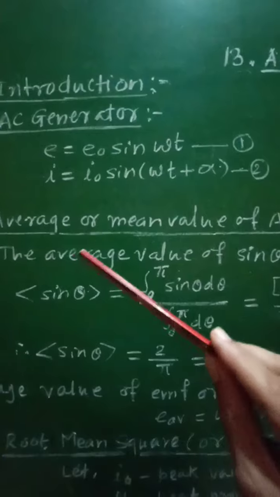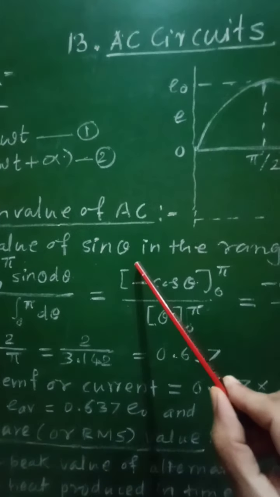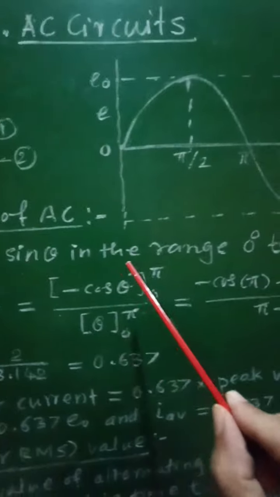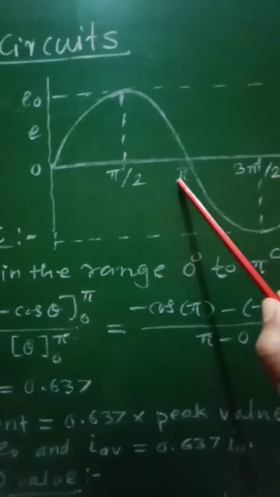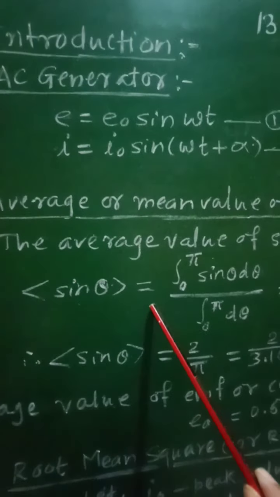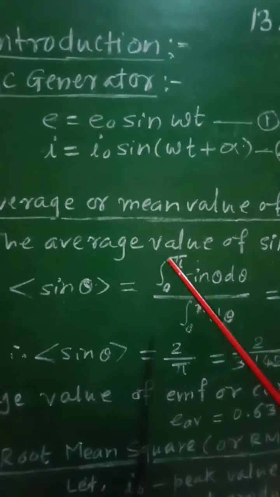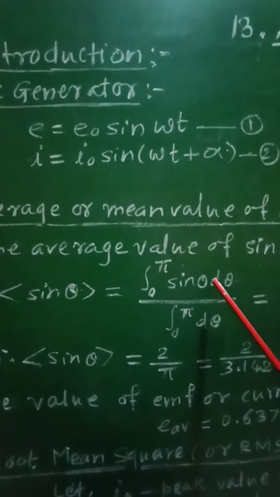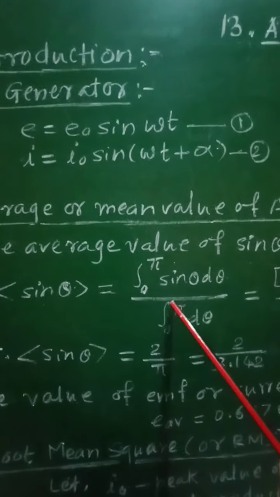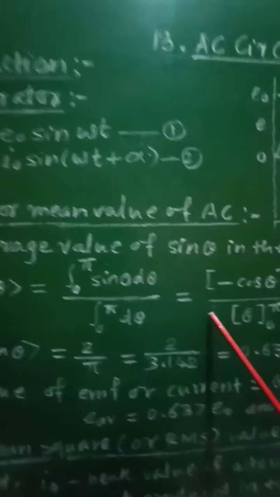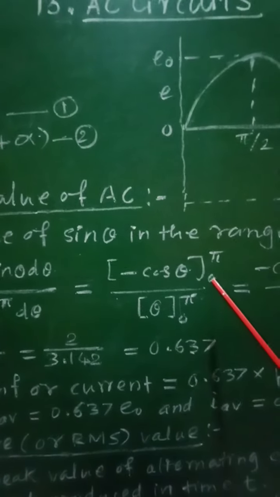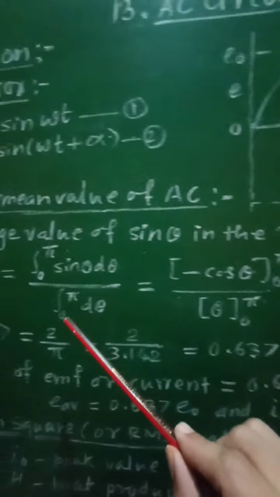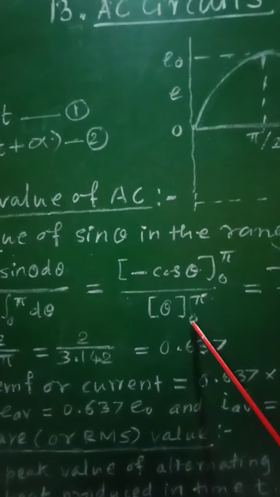Now the average value of sine theta, that is sine omega t, in the range 0 to pi radian, that is for half cycle, will be given as average of sine theta equal to integration from 0 to pi sine theta d theta upon integration from 0 to pi d theta. So that will be equal to integration of sine theta is minus cos theta, and therefore it is minus cos theta from 0 to pi divided by integration of d theta is theta from 0 to pi.